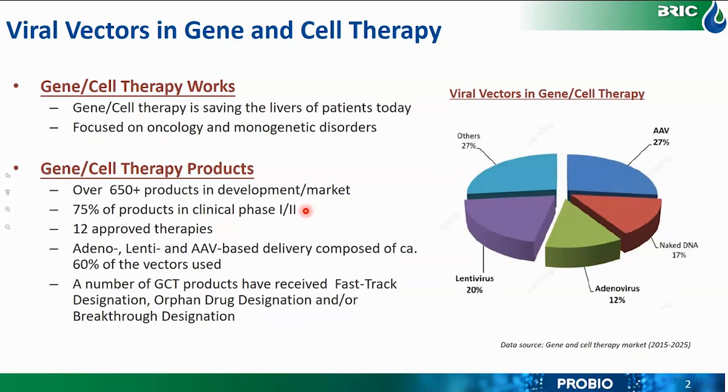Most of the projects are using adenovirus, lentivirus, and AAV. All the three viral vectors are most popularly used in the gene and cell therapy products. A number of GCT products have received fast track designation, or orphan drug designation, or the breakthrough designation. So today I talk most about how to improve the plasmid vector and the viral vector process development and manufacturing process.